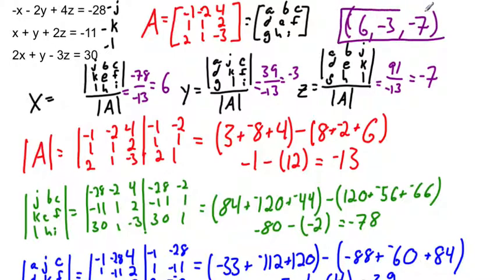So, it took us a little while to do, only because I was going through and explaining. When you're doing your tests, you should be okay. And make sure you go back and you check these. So you plug these into any of your equations. So for example, this second equation, 6 plus negative 3, that's a positive 3, minus 14 gives me a negative 11. Check. So, good luck, and if you have any questions, send me an email.